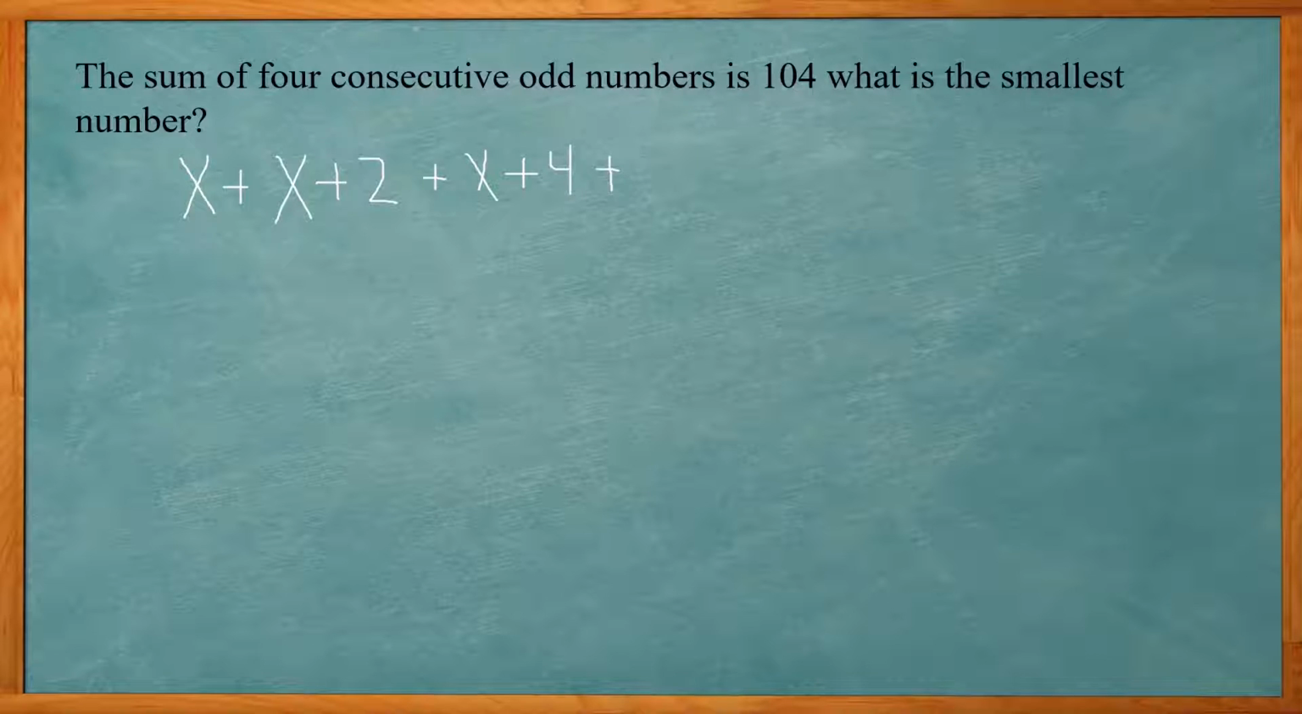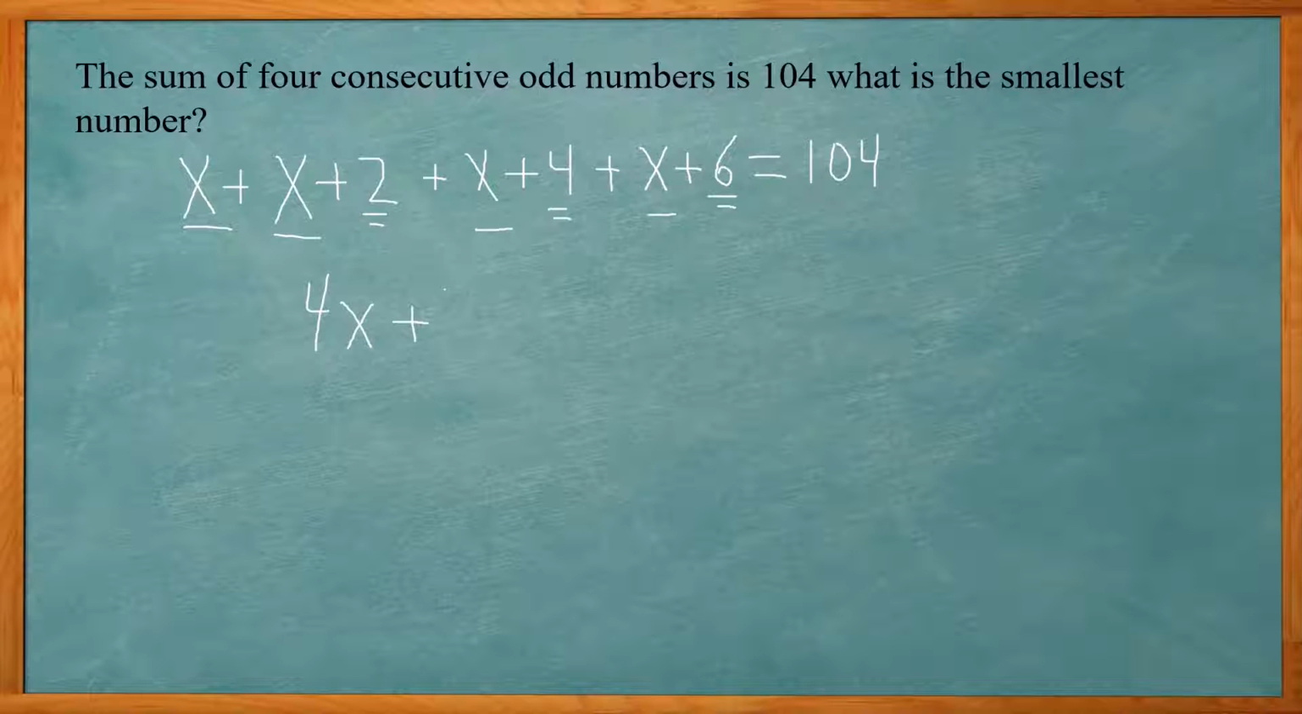And the fourth one, x plus 6. And these are all going to add up to 104. So again, I want to combine like terms and get to x, x, x, and x, so 4x. Then add the numbers 2, 4, and 6, which would be 12. So we got 4x plus 12 equals 104.